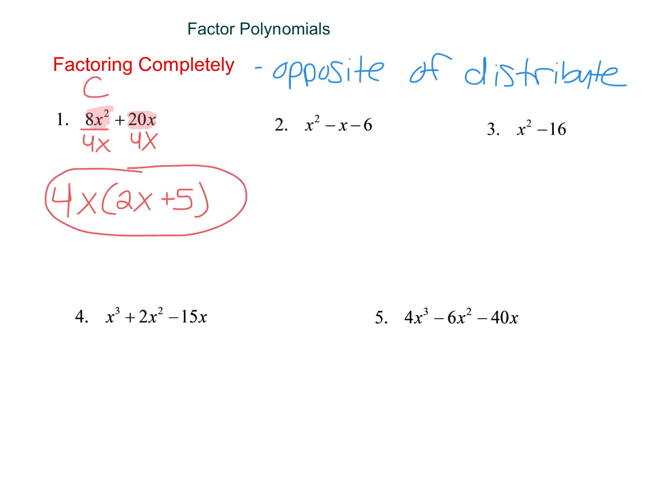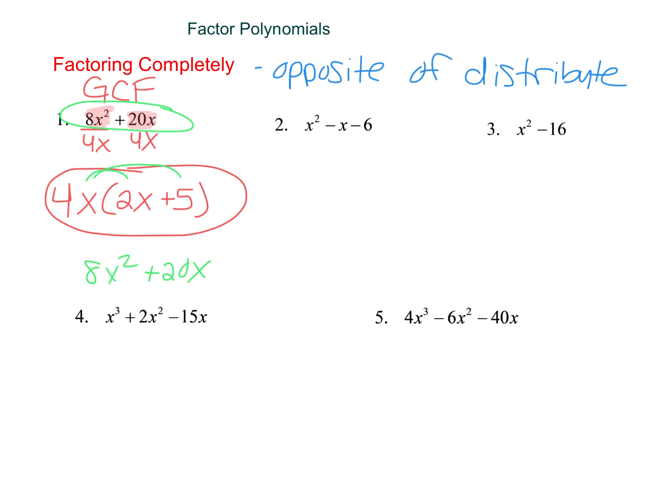So this is called a greatest common factor, or you might have heard it as a GCF. If I want to check to see if my answer is correct, I could distribute everything back out. So 4x times 2x is 8x to the second. 4x times 5 is a 20x. And I see that that is what I started with, so we must have factored correctly.